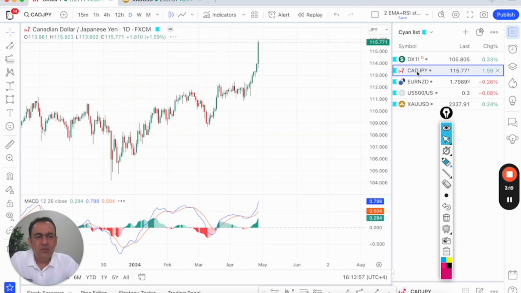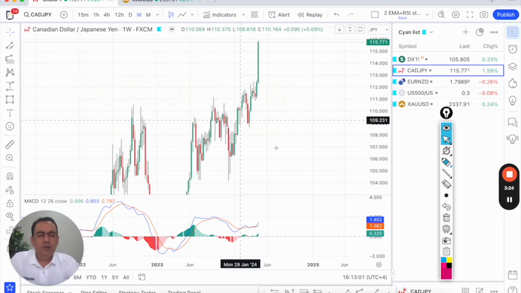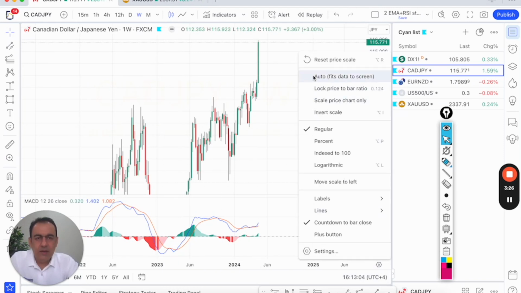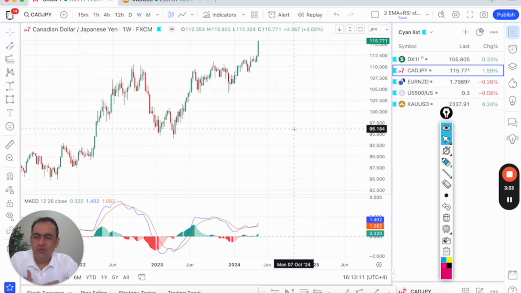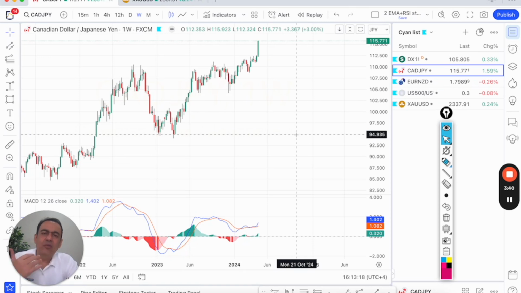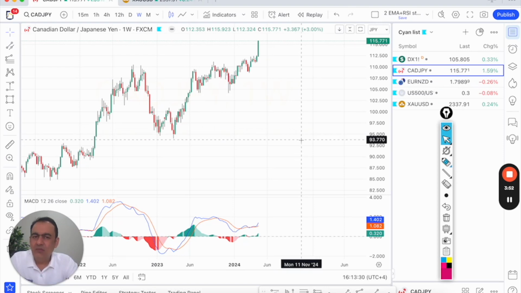Now the next instrument is Canadian dollar versus Japanese yen. In the past week, the Bank of Japan has kept its interest rates untouched, and they have not shown any hint that they are going to increase the rate of interest, as was being anticipated a few weeks ago. So I believe Japanese yen is going to remain weaker in comparison to other major currencies in the forex market.